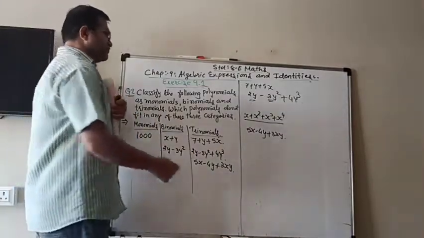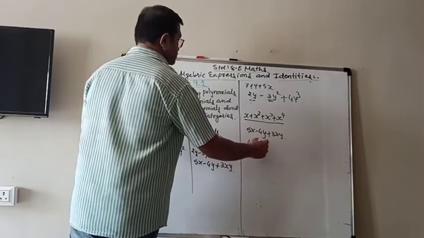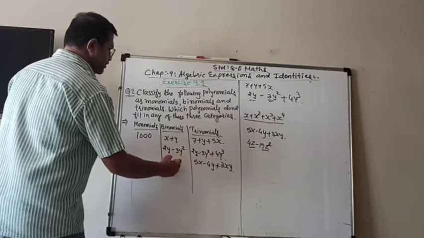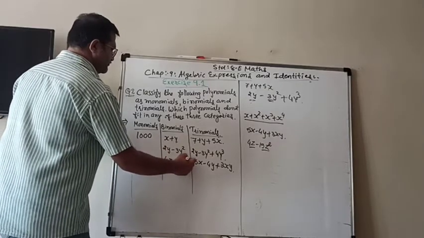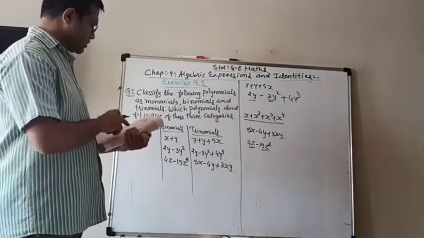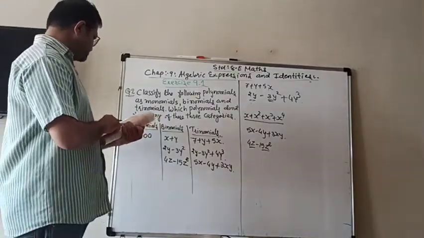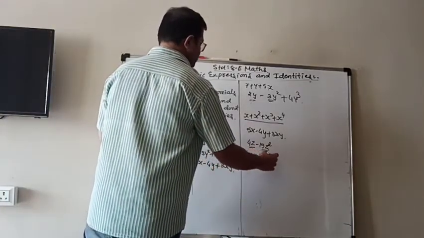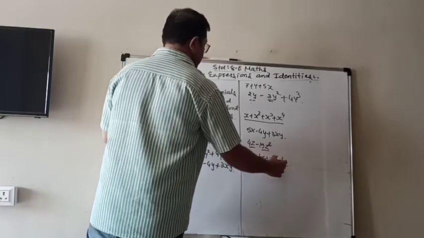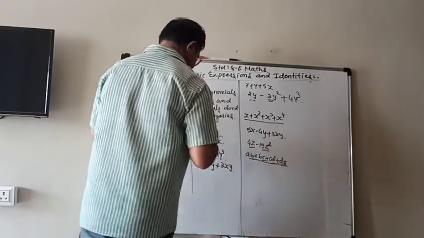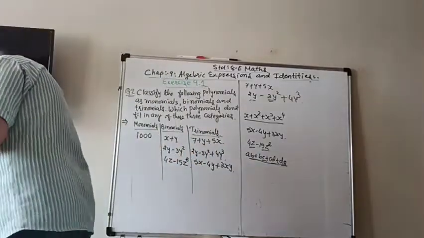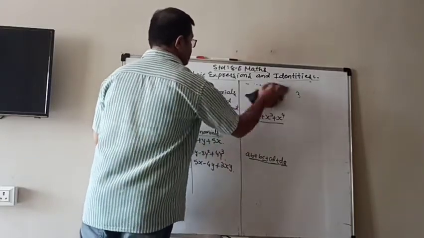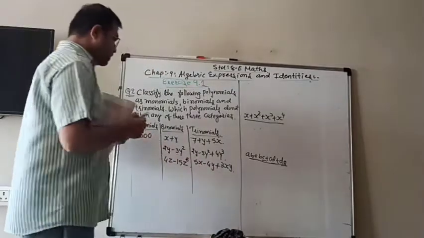Then 4z minus 15z square. 1 and 2 terms. So it's binomial. 4z minus 15z square. Then next, AB plus BC plus CD plus DA. AB plus BC plus CD plus DA. So there are 1, 2, 3 and 4 terms. So we will keep that one also at the side so that we can write it down at the last with this one. So those 2 are still remaining. We have to write them down.